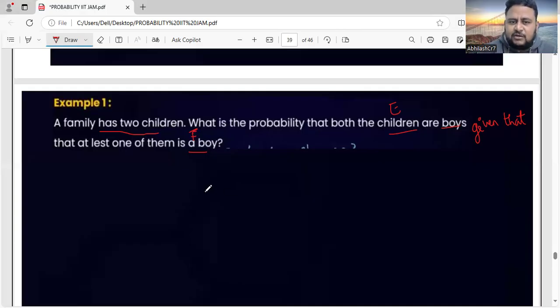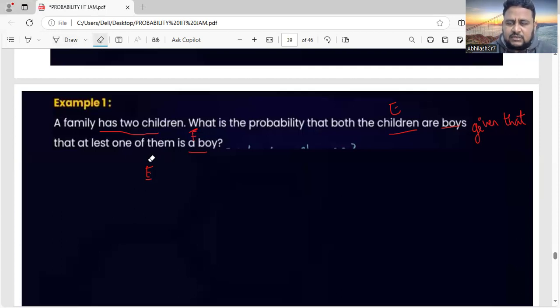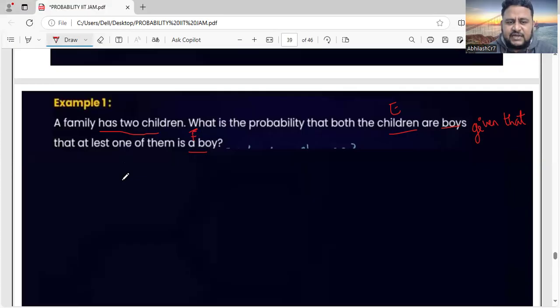So let us find out how to solve this question. Before that, in this question, we have to find out the sample space. The sample space is the same for both event F and event E. So your sample space is what? There are 2 children.